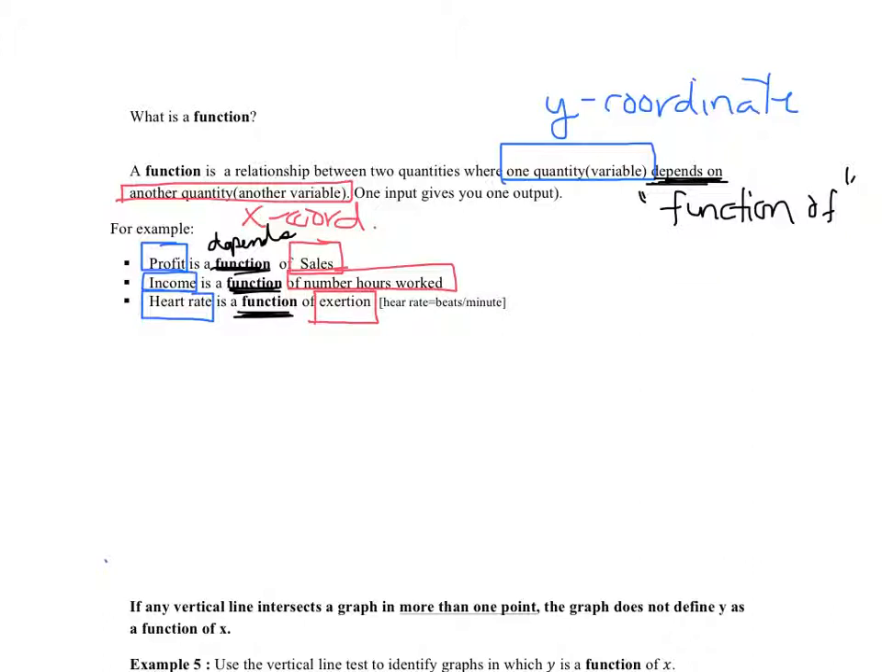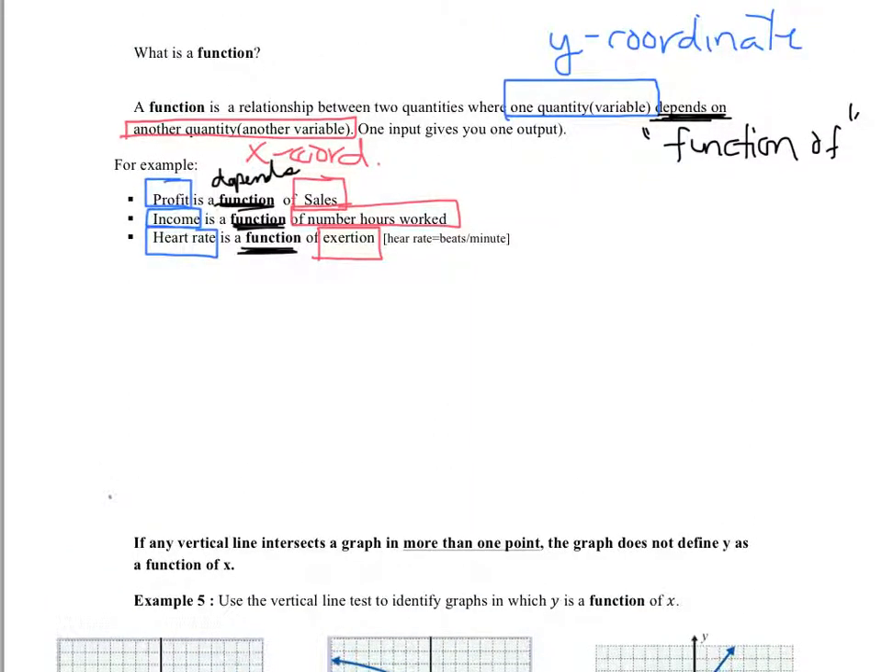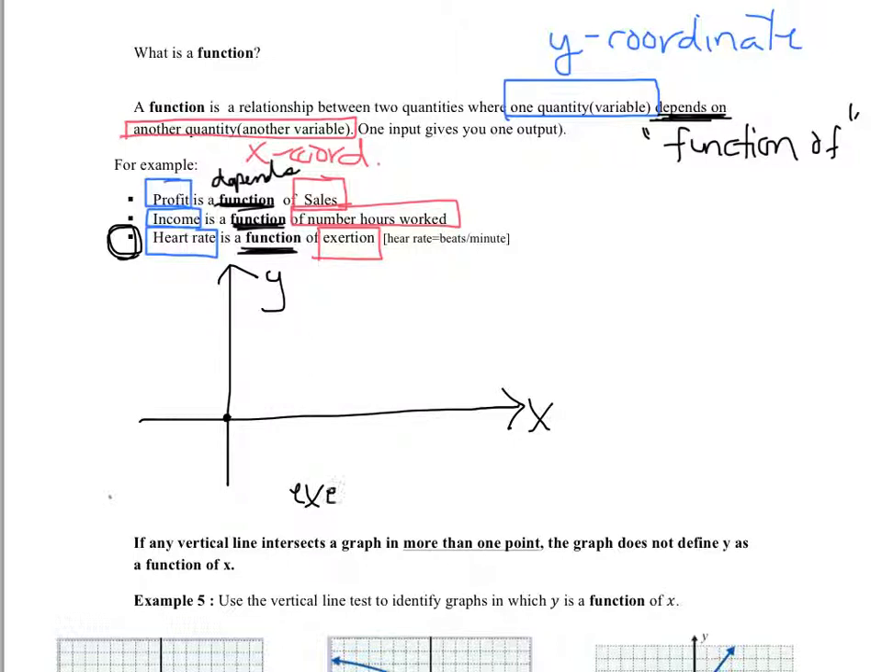So just visually here, let's draw an example. Let me erase that. Okay, so I want to draw a y-axis. That's my y-axis, and an x-axis. Here's my origin. And so just to pick an example, I'm going to do the heart rate. So my x-axis is going to be exertion.